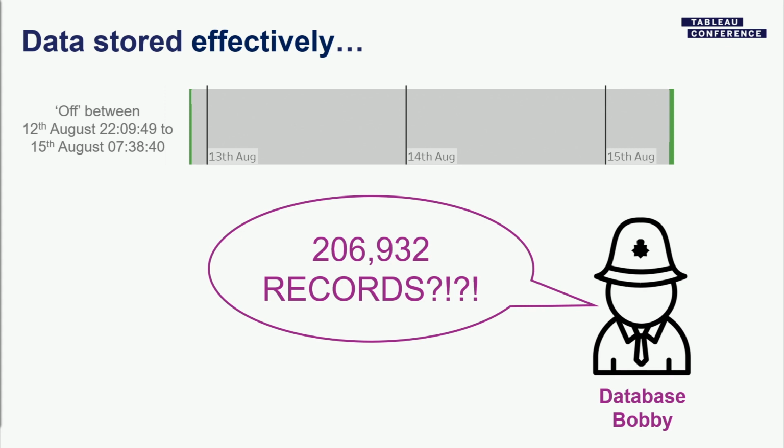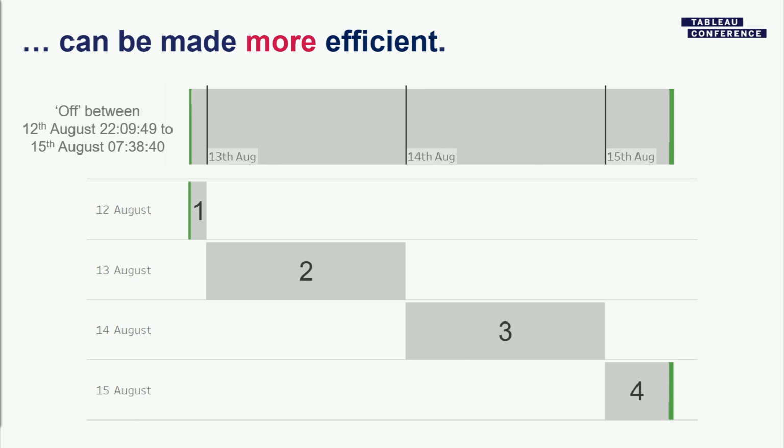Take this simple example. The device is going to be switched off between 10:09 p.m. on the 12th of August till the morning of the 15th. But because of the way the data is now structured, this results in a whopping 200,000 records, one for every second that that device was switched off for. What if I told you that just by writing a few simple calculations, we can cut this down from 200,000 to just 4 records?